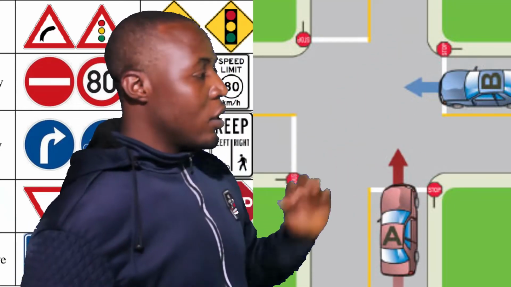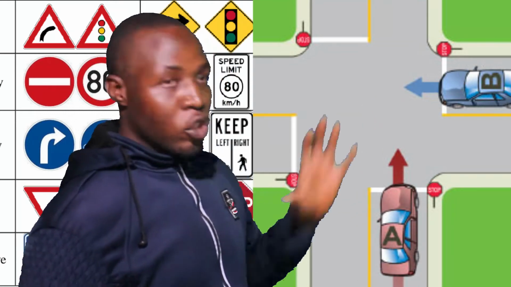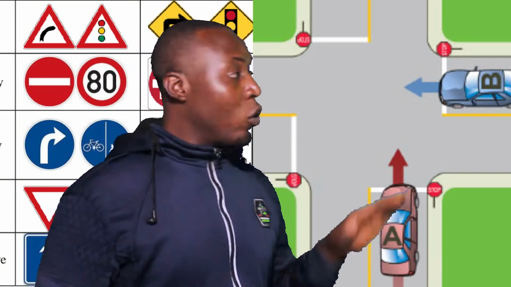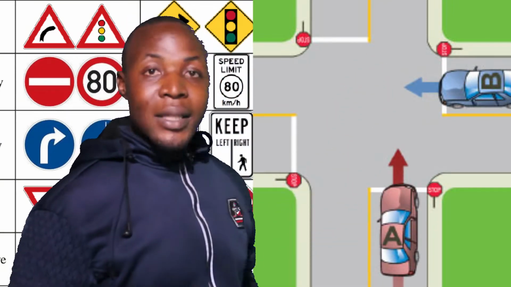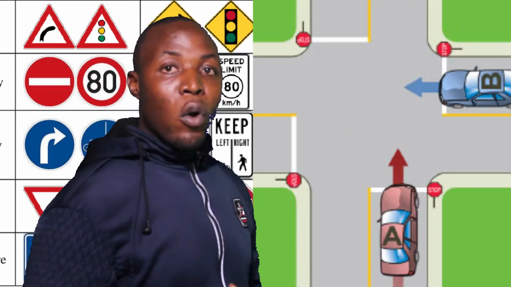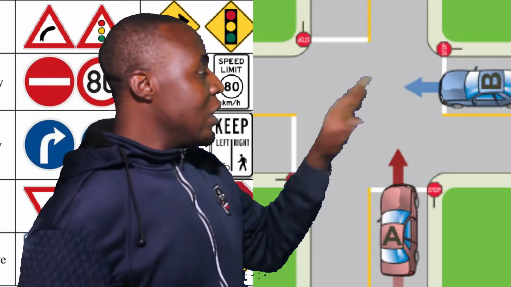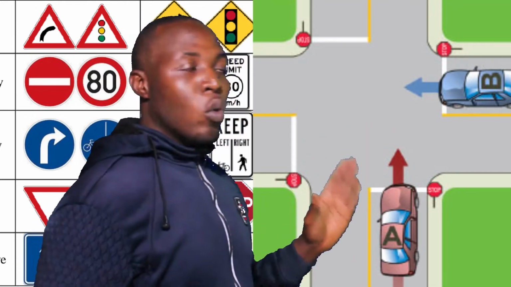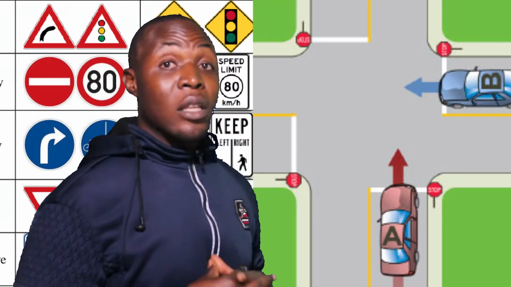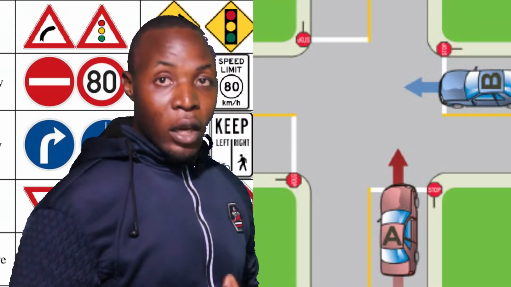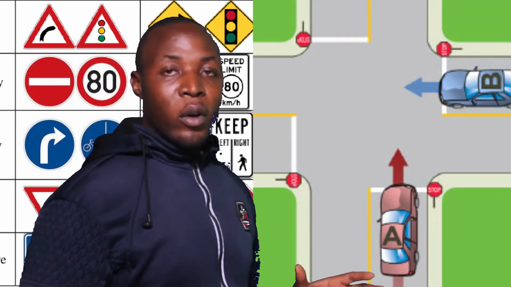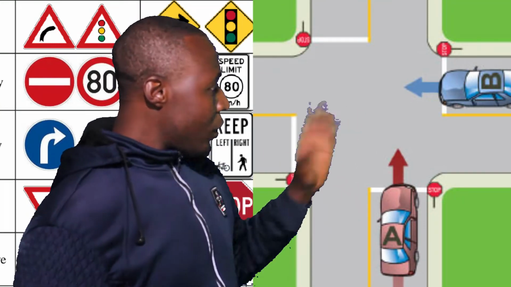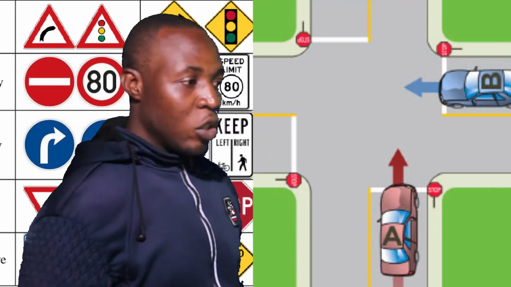So this is the structure of a junction, and we have four angles on this junction. On this structure we can see there are stop signs on all four corners of the junction. So in this situation, who has the right to pass first? Remember that at a junction you give right of way to any vehicle coming on your right. Any vehicle coming on your right, you have to give way to that vehicle.